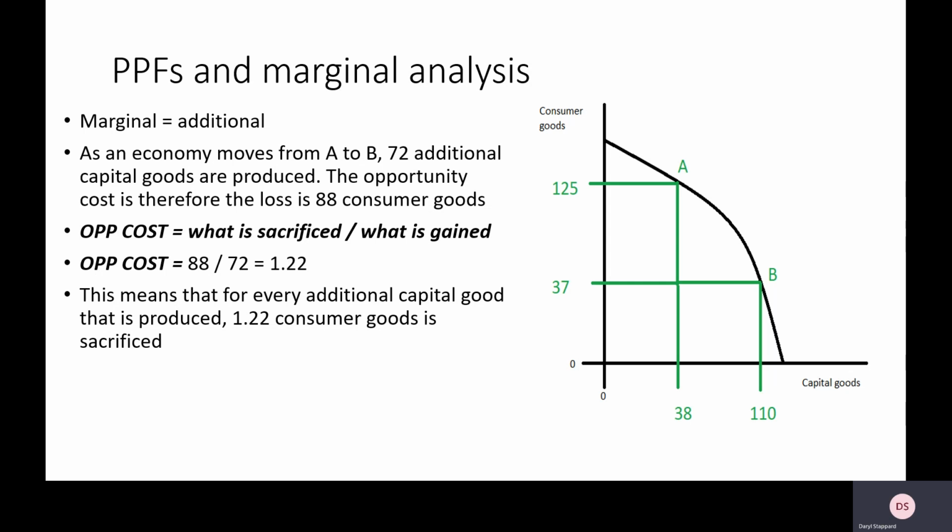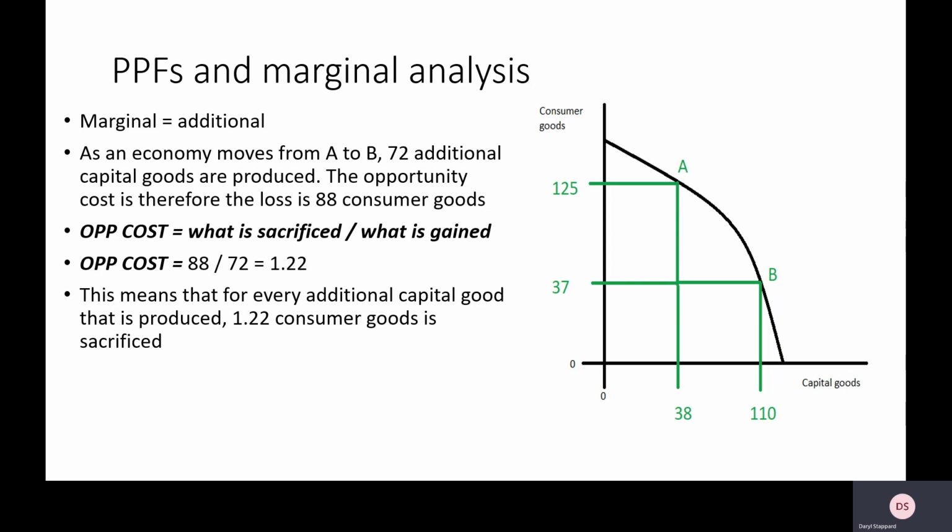With the logic being, if we're moving resources away from consumer goods to capital goods, well, that means that there's less resources available to make consumer goods in the economy. So what we can do, we can work out the opportunity cost here. Now, we've got this very simple formula to work it out. What is sacrificed divided by what is gained. So when we move from A to B, we sacrifice 88 consumer goods, but we then gain 72 capital goods. And this gives us an opportunity cost of 1.22.